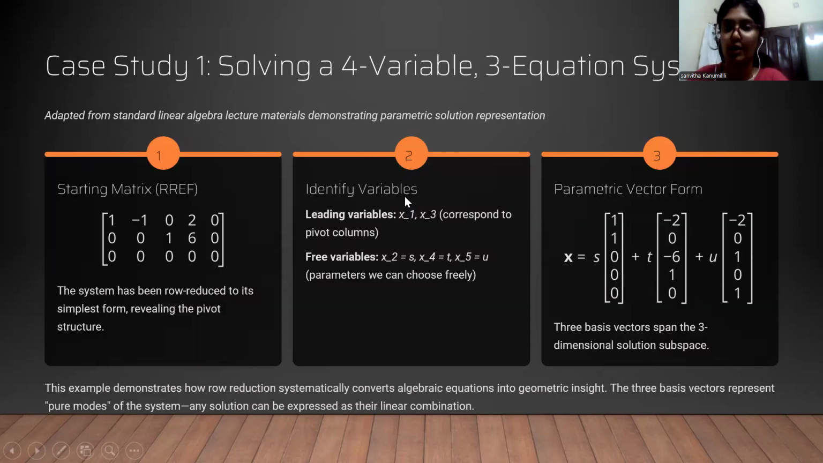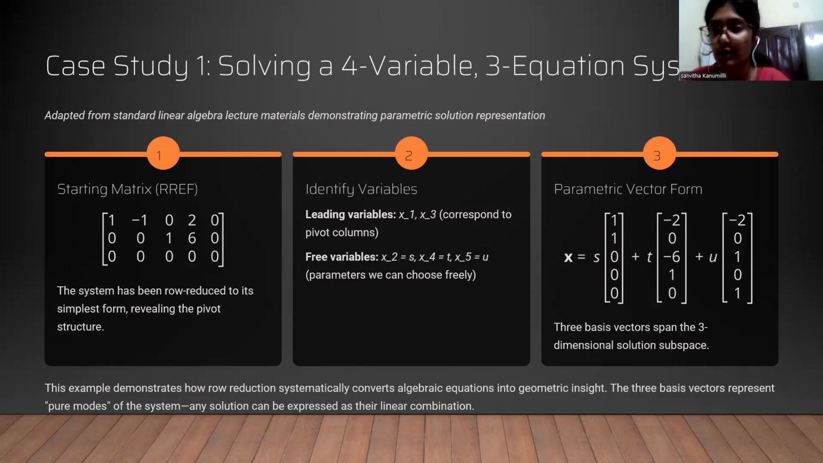Case study 1: solving a 4-variable 3-equation system, adapted from standard linear algebra lecture materials demonstrating parametric solution representation. Coming to the starting matrix, we have 1, -1, 0, 2, 0, 0, 0, 1, 6, 0, 0, 0, 0, 0, 0. This system has been row reduced to its simplest form, revealing the pivot structure.